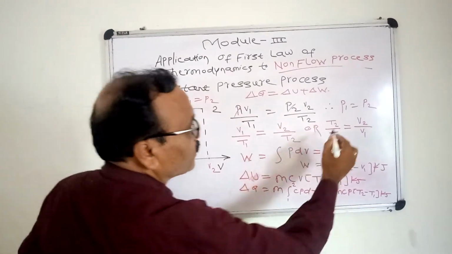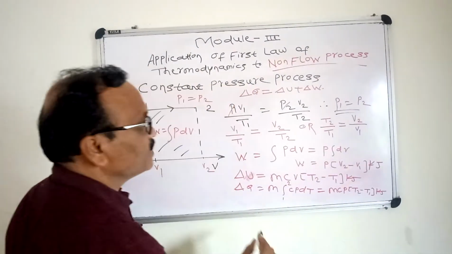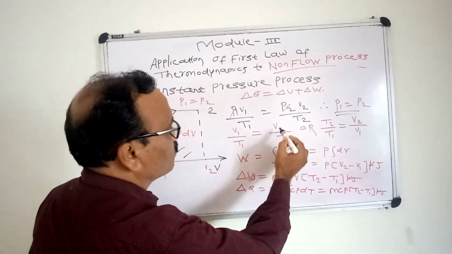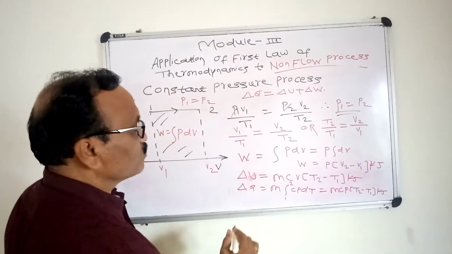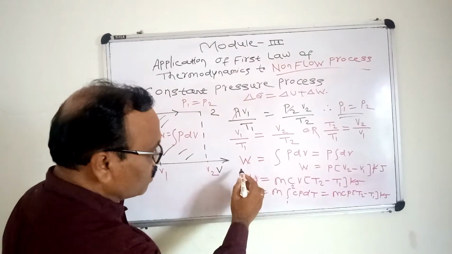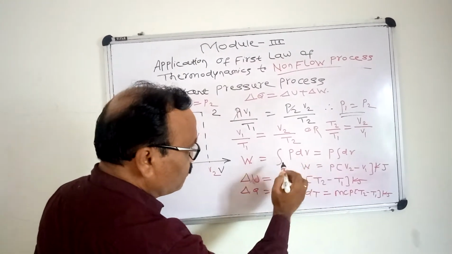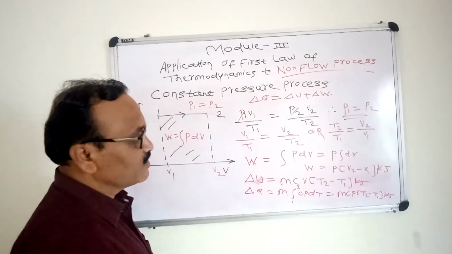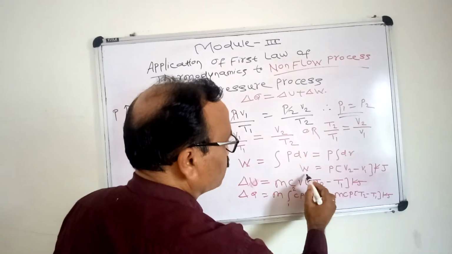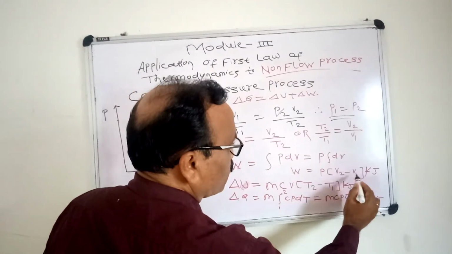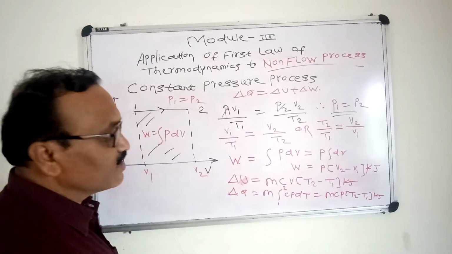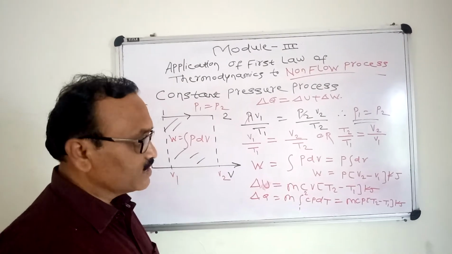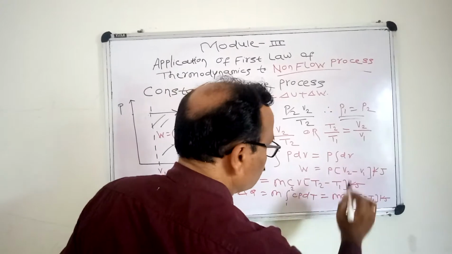Since the pressure remains constant, P is equal to constant, so this equation becomes V1 by T1 is equal to V2 by T2. As we know, W is given by the integration of P dV. P is constant, so it is outside the integral sign. So W is equal to P times (V2 minus V1), which is the work done in a constant pressure process. The unit is kilojoule.